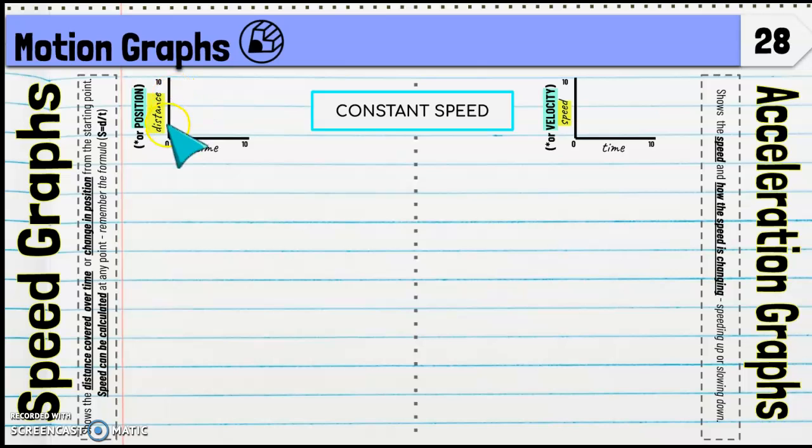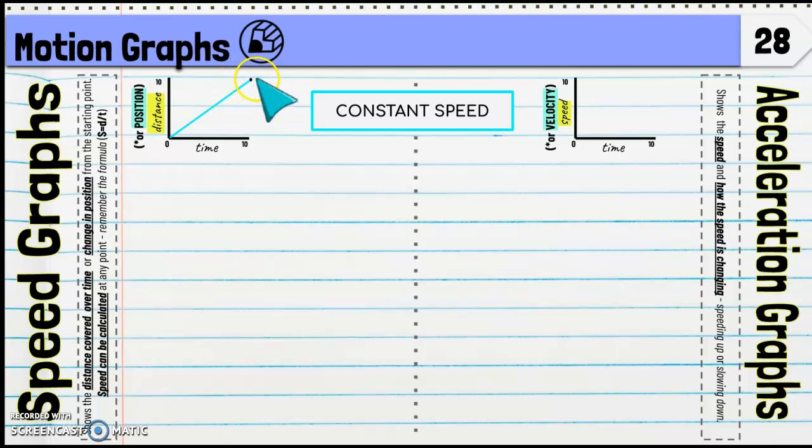For a speed graph, again, we see distance on the y-axis, time on the x-axis. Another word you may see here instead of distance would be position, because again, this graph shows us the change in position from the starting point, and the starting point is here at 0. And you see this straight line going up. So the distance is changing at a constant rate, meaning it is traveling at a constant speed.